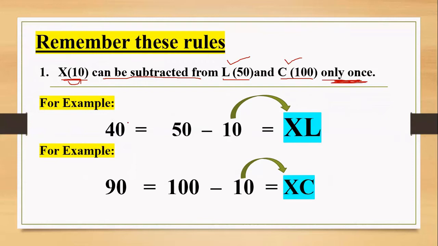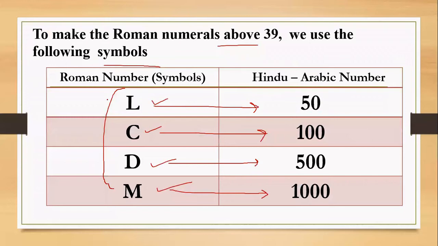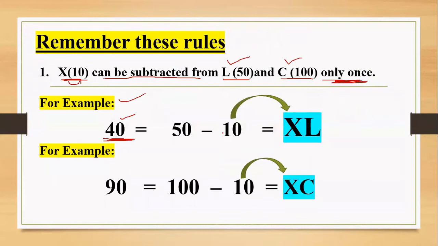Let's see an example. If you are writing the number 40 in the Roman numeral system, you have to check the standard symbols, children. Whatever number is given to you, firstly you have to check the standard symbols. The value should be near to that one. Let's open the previous slide. 40 is somewhat near to 50, and the symbol for 50 is L. So we will use L.